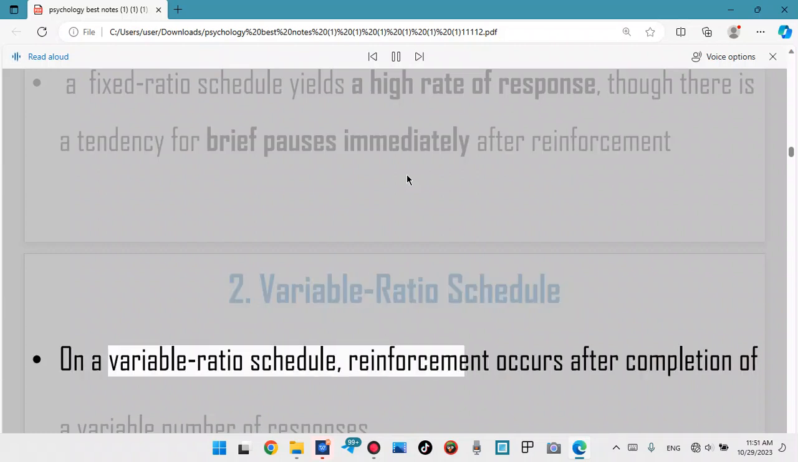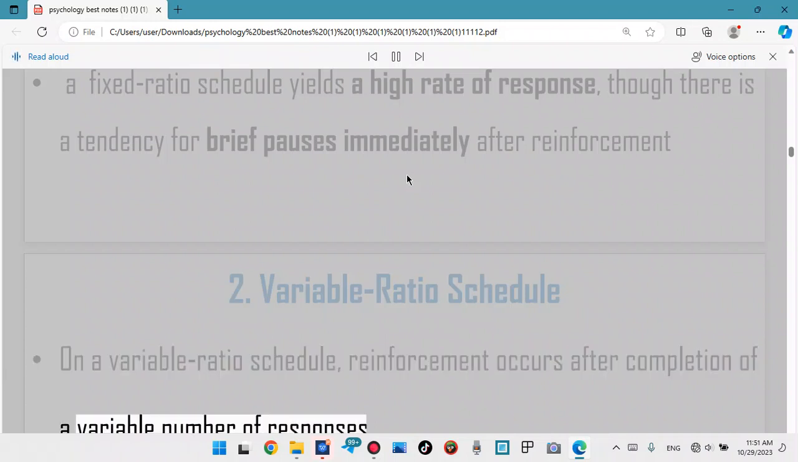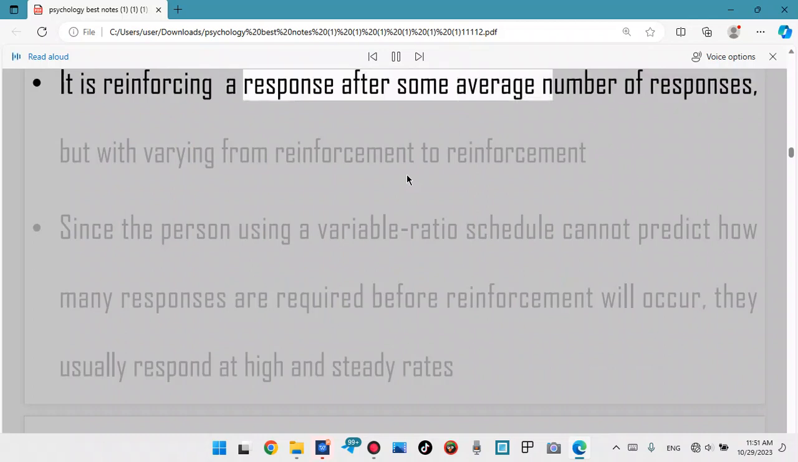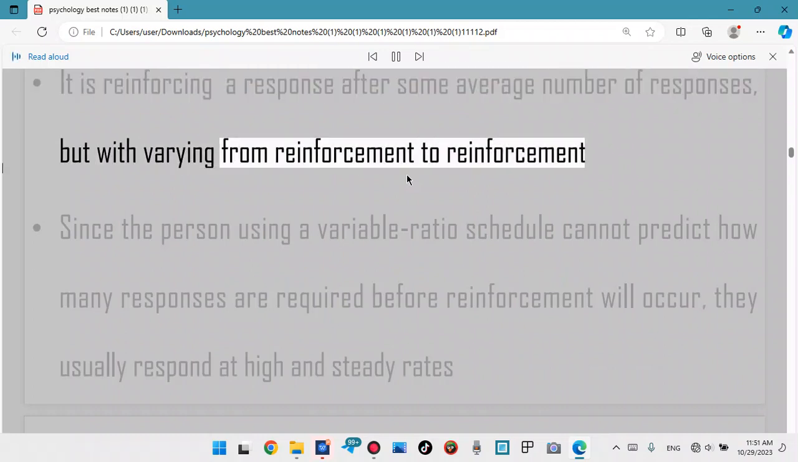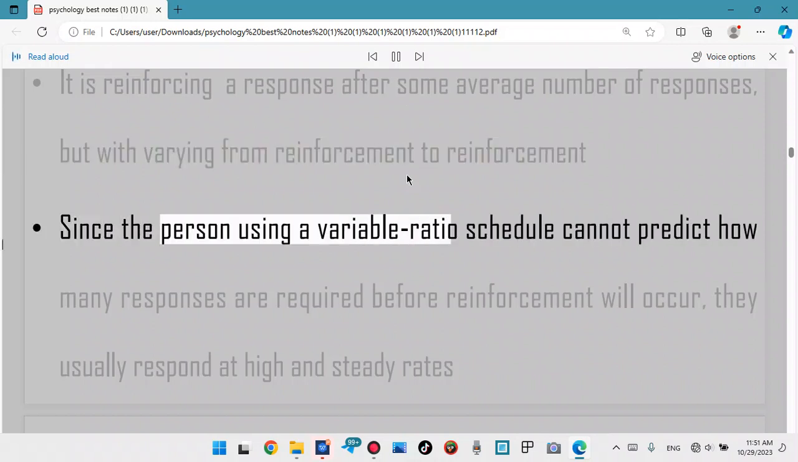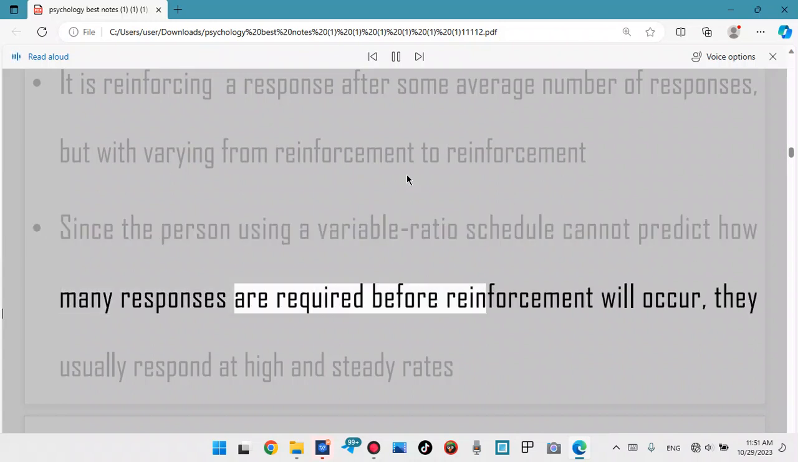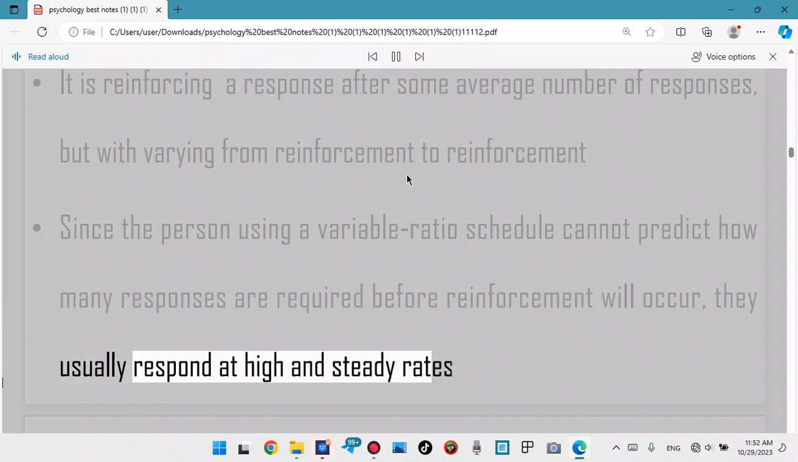2. Variable ratio schedule. On a variable ratio schedule, reinforcement occurs after completion of a variable number of responses. It is reinforcing a response after some average number of responses, but varying from reinforcement to reinforcement. Since the person using a variable ratio schedule cannot predict how many responses are required before reinforcement will occur, they usually respond at high and steady rates.